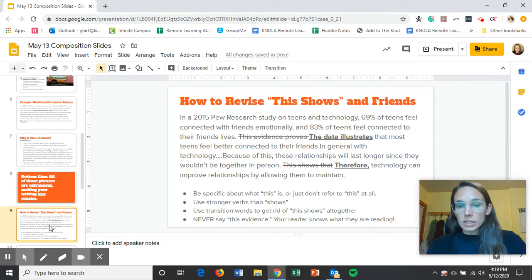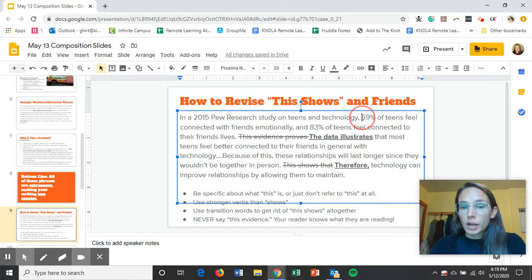So some ideas for how to revise. So instead of saying "this evidence proves," we can say something like "the data illustrates," right? Because we are talking about data, so we're being specific about what this is. "The data illustrates," we're using a stronger word, a stronger verb than "shows."